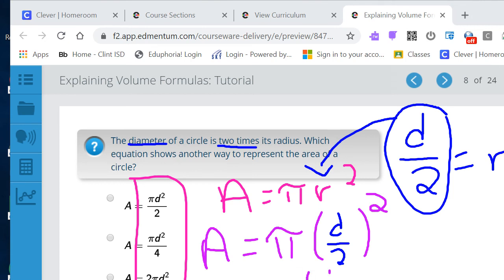Pi diameter squared over 2 squared. Okay? Now, diameter squared is going to have to stay the same. So the d is going to stay the same. And on the bottom, I have 2 squared. So 2 squared is going to be 4. The only one that matches would be the second one.